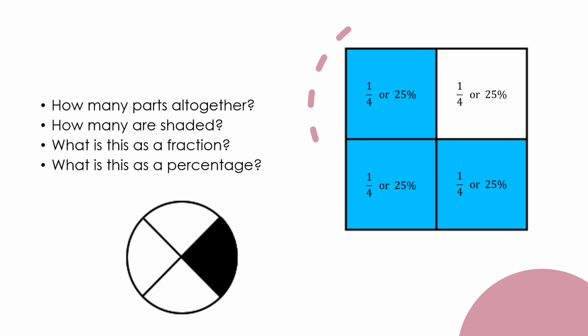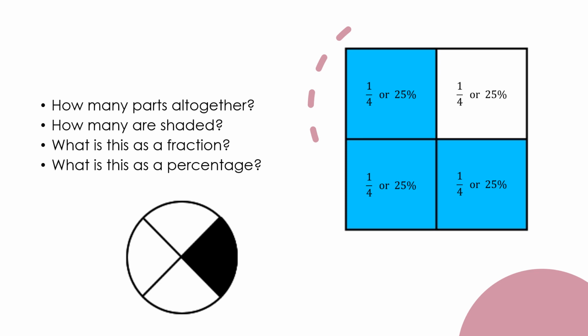Lastly, how do I work that out as a percentage? Firstly, I know that when looking at percentages, the whole is 100%, like we spoke about earlier. So I need to divide 100 by the number of parts there are. Make sure that when we divide by the total number of parts, we're dividing by the number of parts and not just the shaded parts. So I can work out that 100 divided by 4 is 25. So I know that each part of the square is worth 25%.